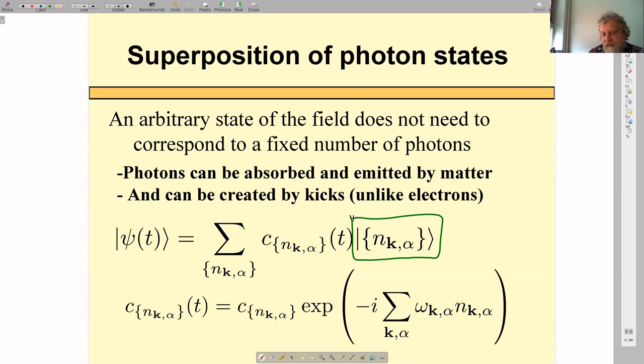But the point is that it is a stationary state, a state with given energy, which corresponds to one of the basis states of the Fock space. Eventually, quantum mechanics allows for way more freedom, and an arbitrary state of the field can be, in principle, an arbitrary superposition of these basis states.